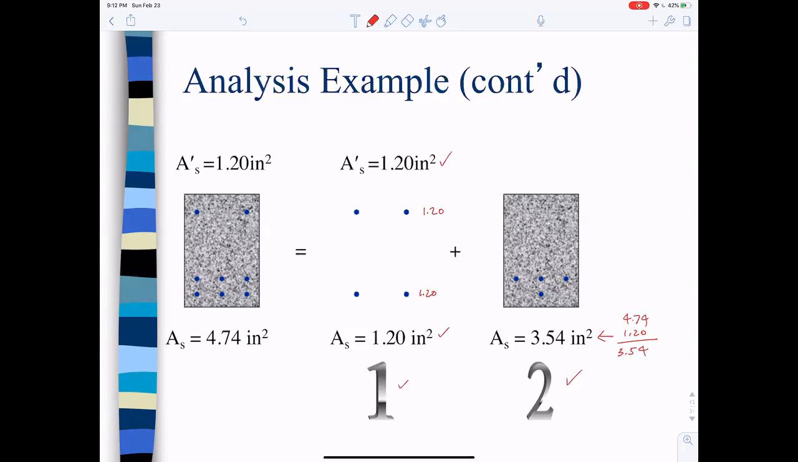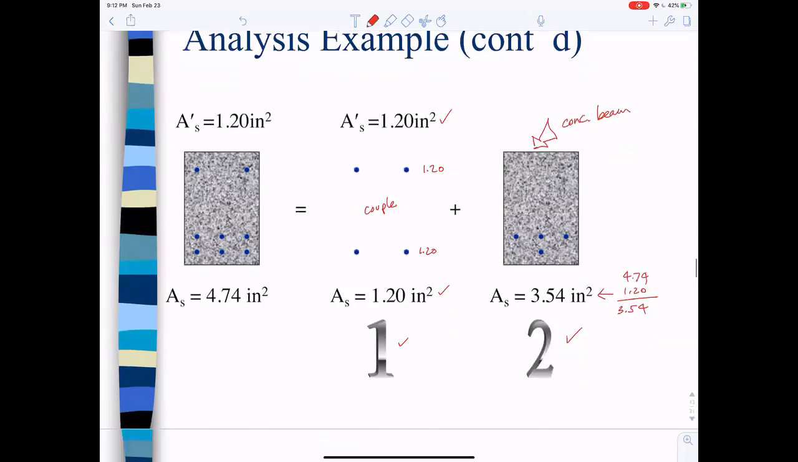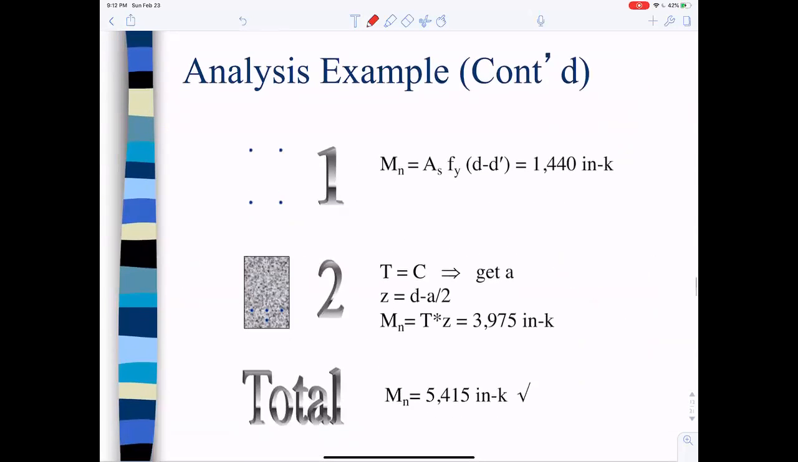And so all we're going to do is treat that like a regular concrete beam, and we're going to treat this like a couple. And here we go. Okay, so this top beam is easy. This is C and that's T, and they're both equal to AsFy because they're both Fy and they're the same amount of steel. And this distance here between the two steels is just d minus d prime.